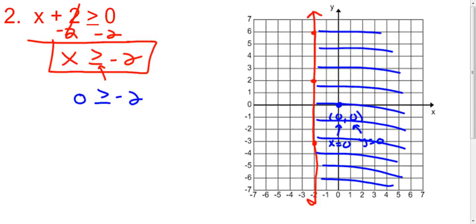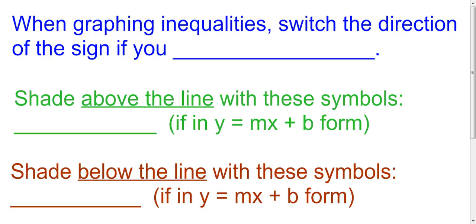So now that we've looked at ways that you can do that, I will give you a couple of shortcuts. If anybody has noticed a pattern, you're probably right, so I do want to talk about that with you, okay? When you graph inequalities, you do want to switch the direction of the sign when you multiply or divide by a negative.